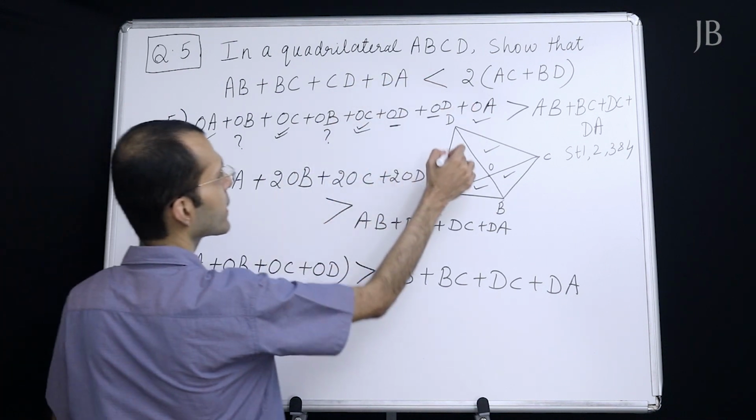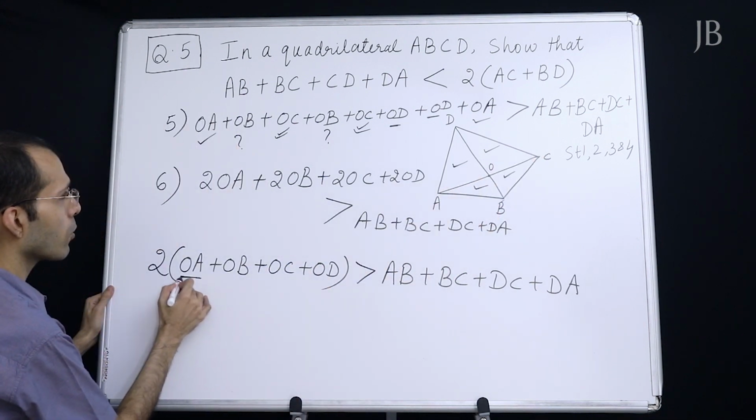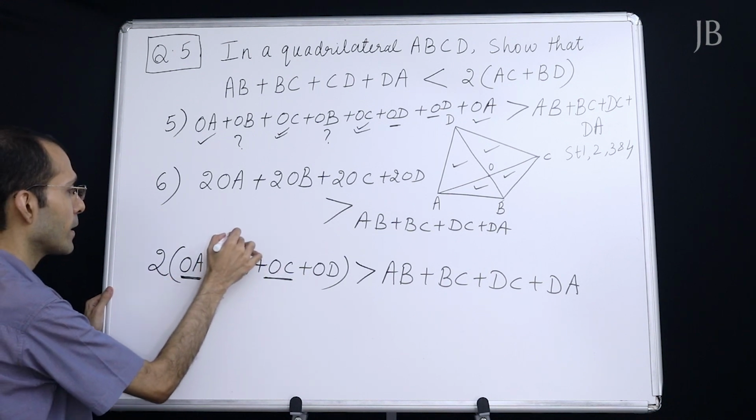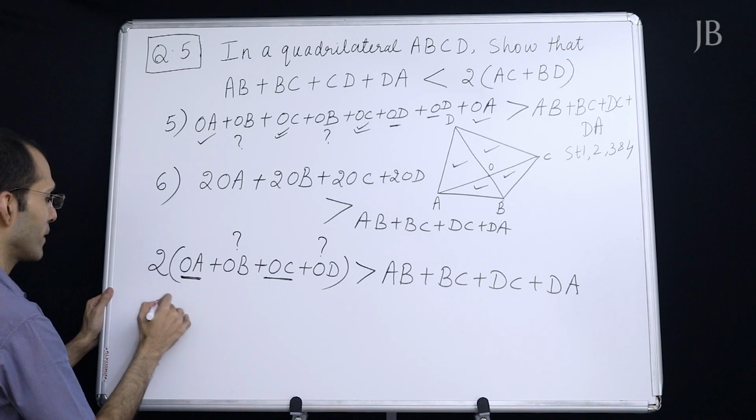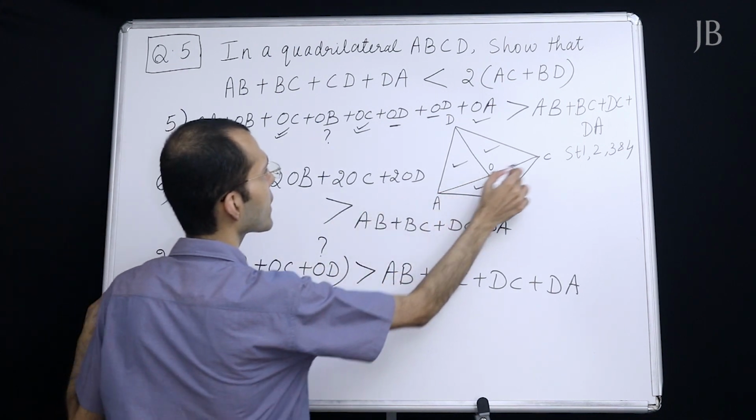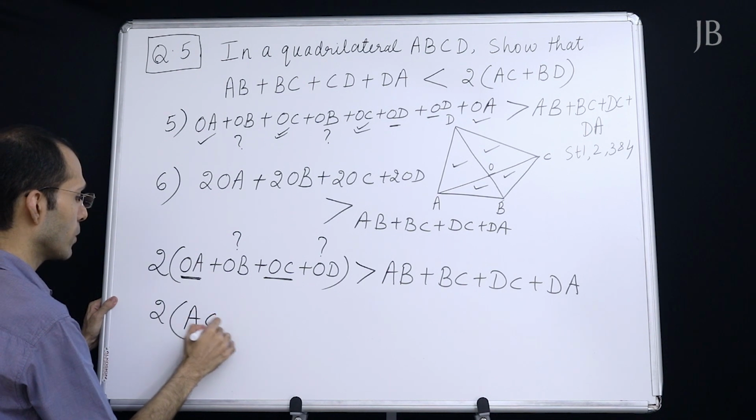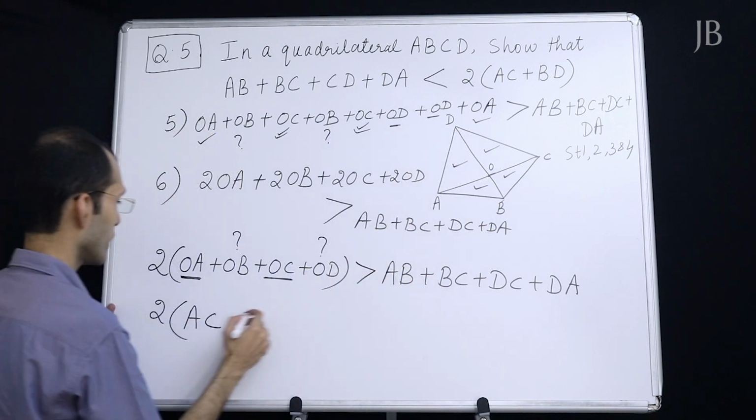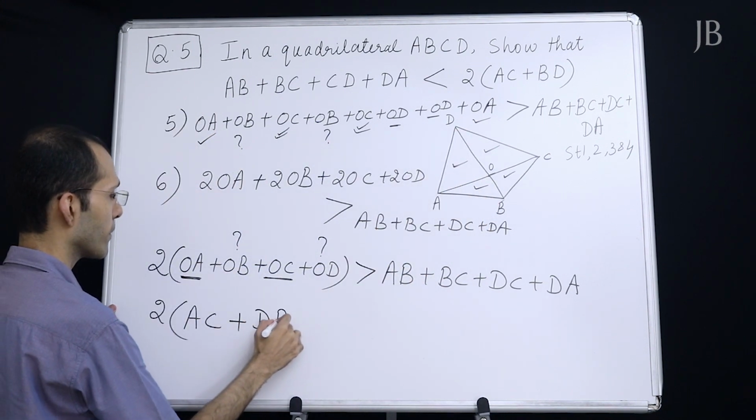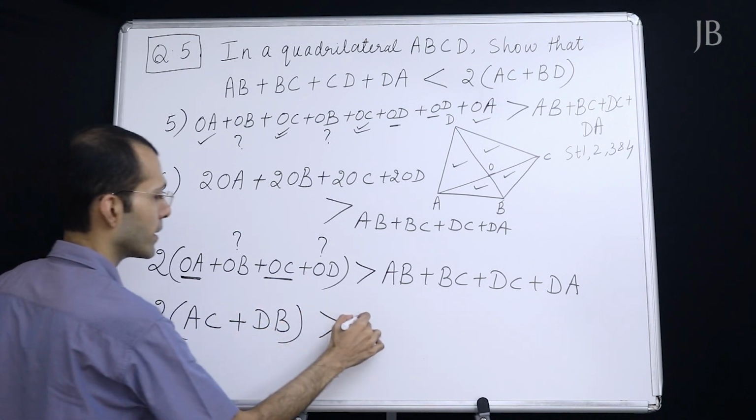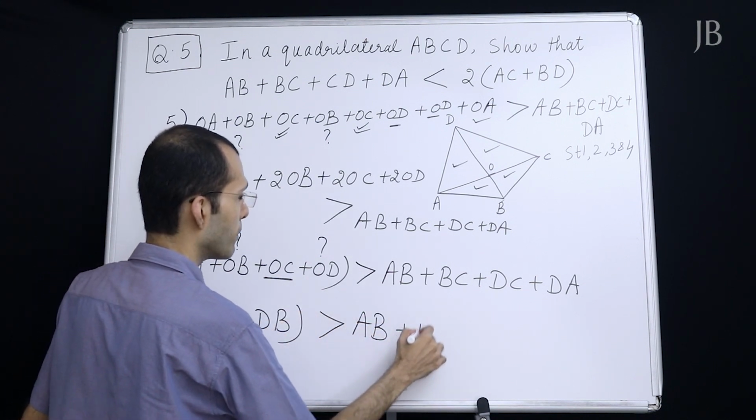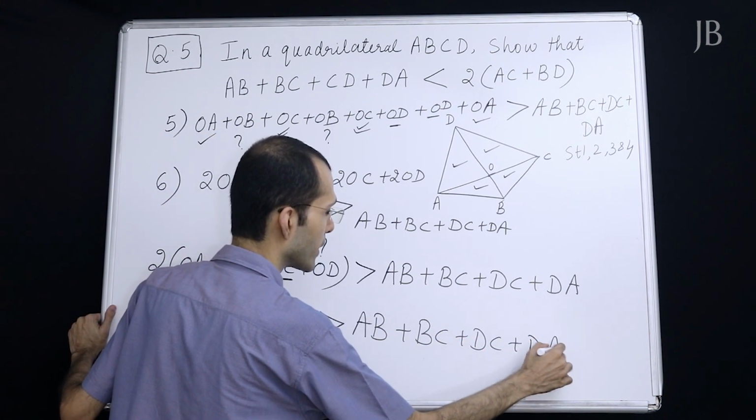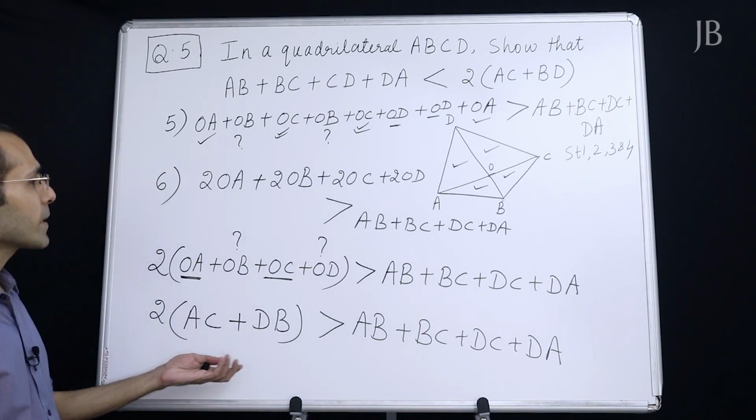Now see, we want AC, right? So if you take OA and if you take OC, you take OA and OC and you take OB with OD. So OA plus OC gives you AC and OB plus OD gives you DB. This is greater than AB plus BC plus DC plus DA. Yeah, and same thing we had to prove.